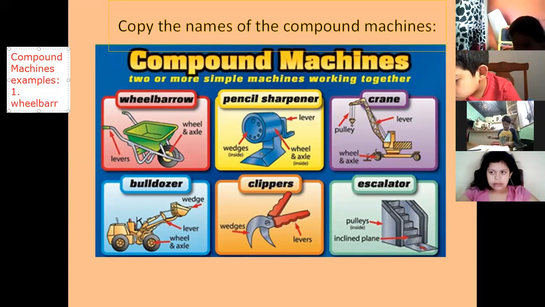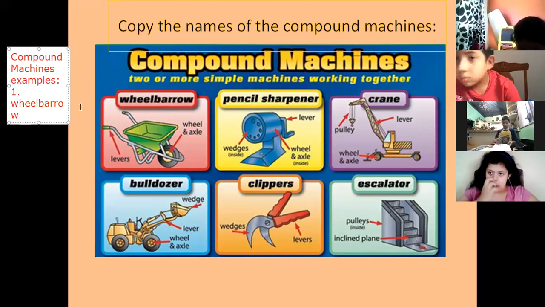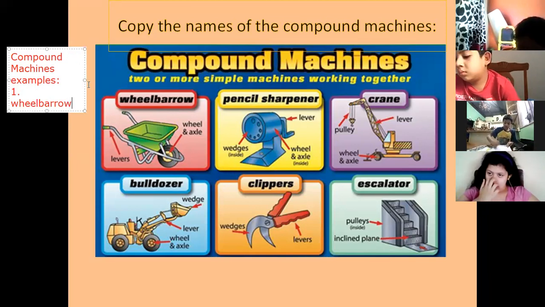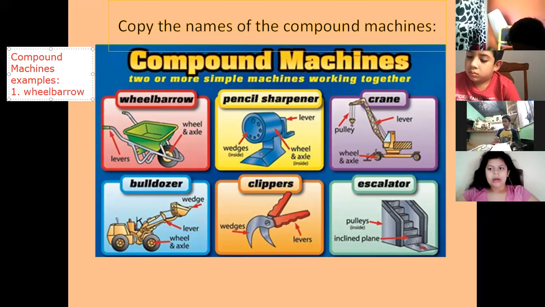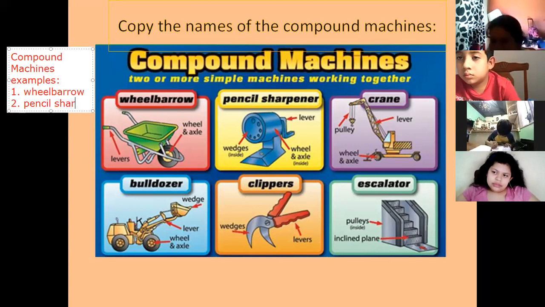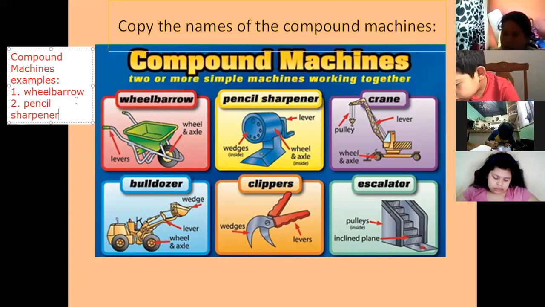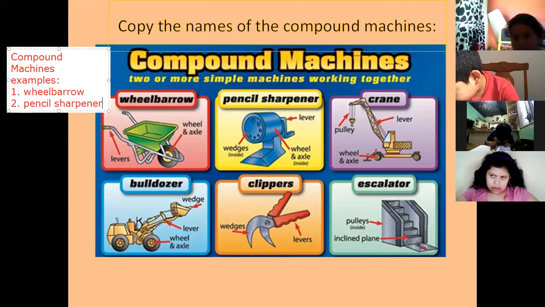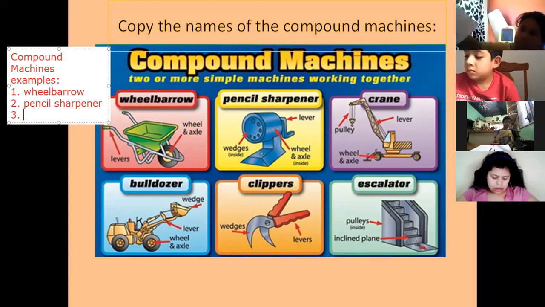The wheelbarrow has a wheel and axle and levers. Number 2, pencil sharpener. Miss? Yes? My mom printed that for me. Oh, really? You can paste them in your notebook.